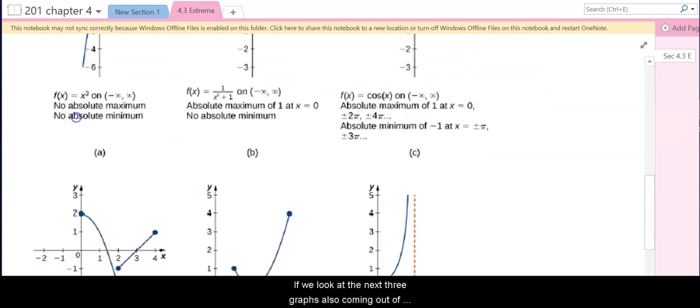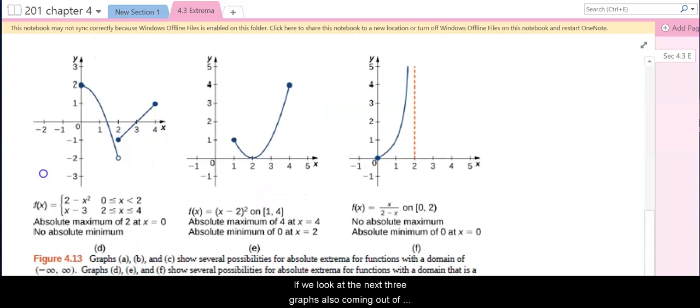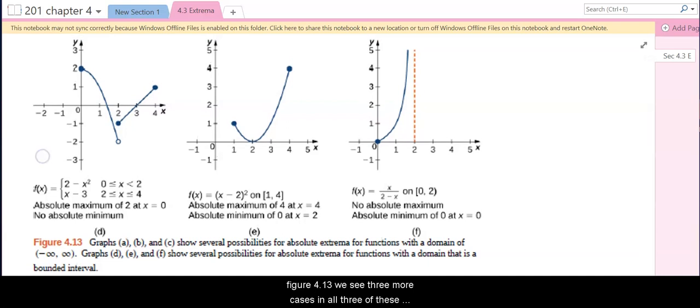If we look at the next 3 graphs, also coming out of figure 4.13, we see 3 more cases. In all 3 of these cases, the interval is closed and bounded. By closed, we mean that it is closed on the far left and includes the far left endpoint, and closed on the right, including the far right endpoint, with the exception of the third figure in figure F. Let's look at F first.